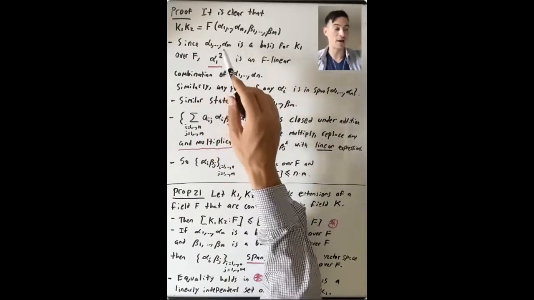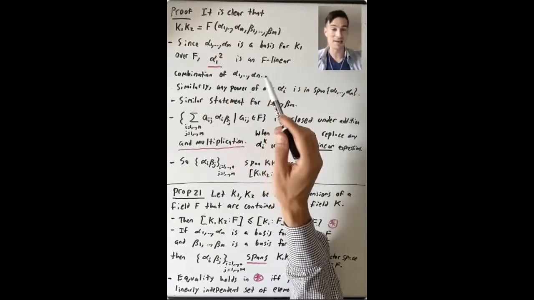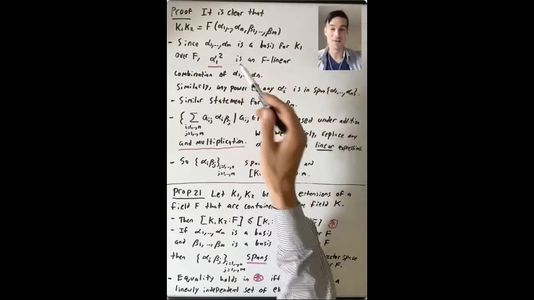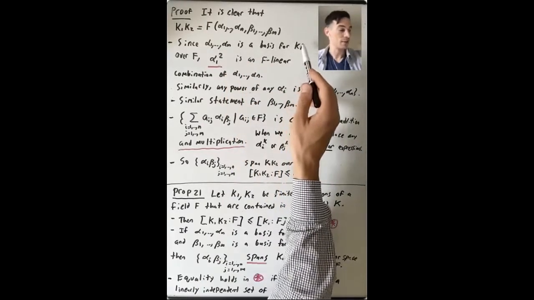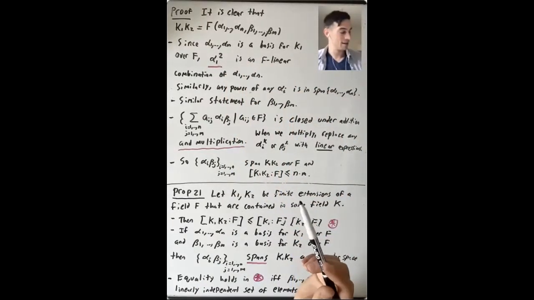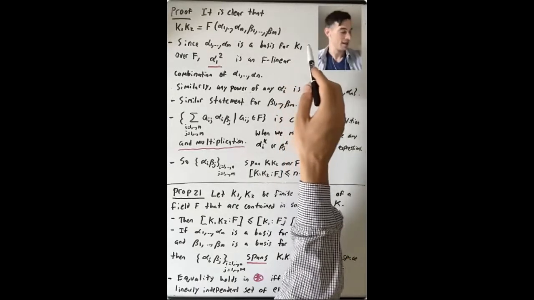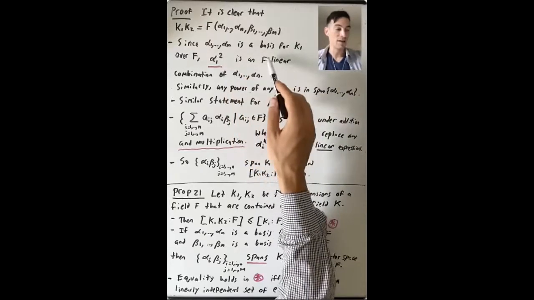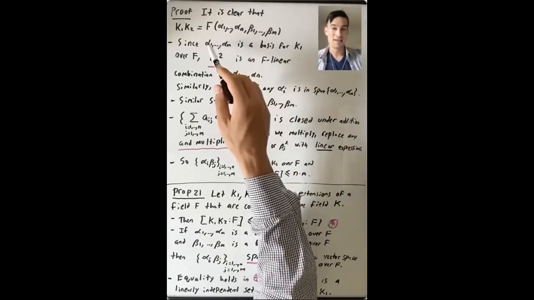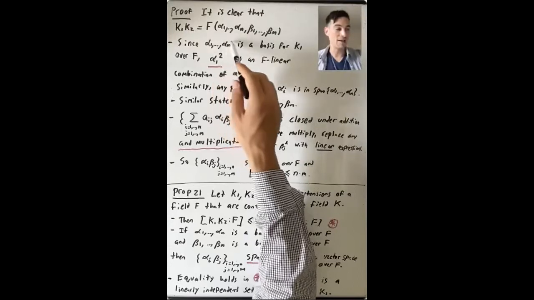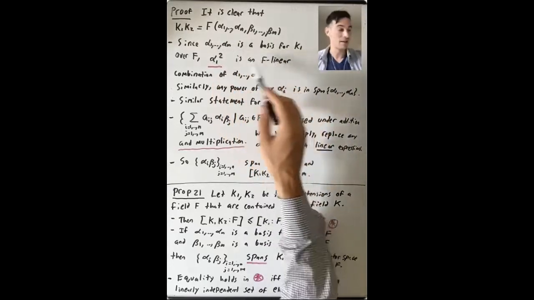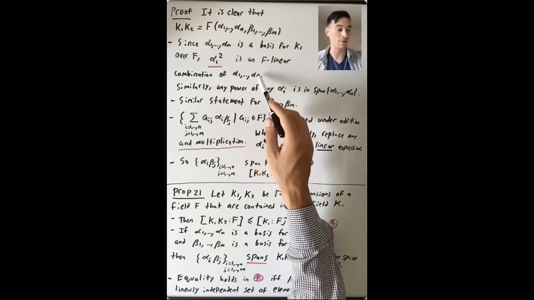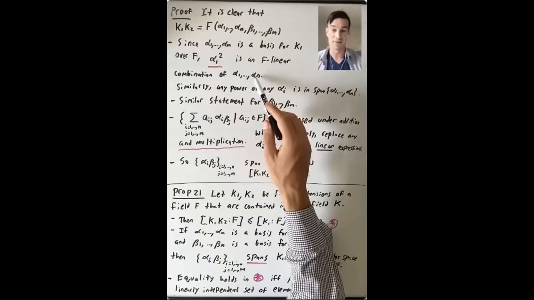Alpha 1 squared is in this field generated by alpha 1 up through alpha n over F, which is this K1. So alpha 1 squared is in this field. So it is in the span of this set of basis elements. So that means that you can write alpha 1 squared as a linear combination of alpha 1 up through alpha n with coefficients in F.